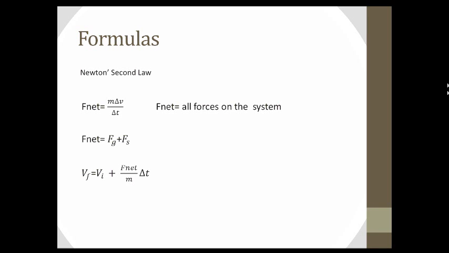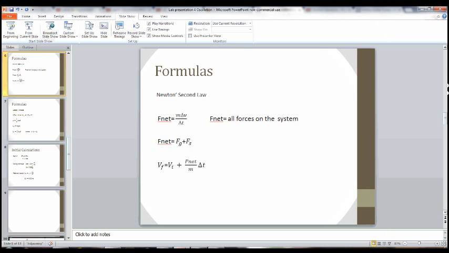First, we have Newton's second law. We've already gone through this in previous labs, but here we're using it again. This is a fundamental principle. We see that F net is equal to mass times the change in velocity over delta t. Here the F net is equal to all the forces on the system. For our video, we're using the force of gravity and a spring force. When we add these two together, this is the total net force. I've also manipulated this formula to show that the velocity final is equal to velocity initial plus the F net divided by m times delta t.